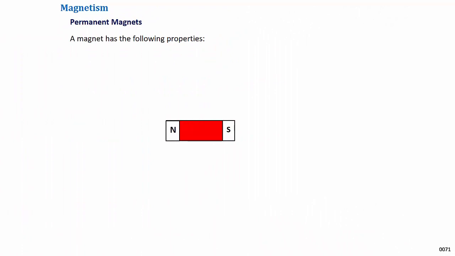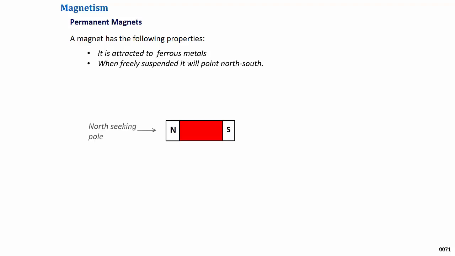A permanent magnet exhibits a number of unique physical properties. The first and perhaps the most obvious one is that it is attracted to ferrous materials. Another property is that when freely suspended, a magnet will align itself with the Earth's magnetic field and point north-south. This is the principle of a magnetic compass. The north pole of a magnet is so called as this is the end that points north. The other end by default therefore points south.